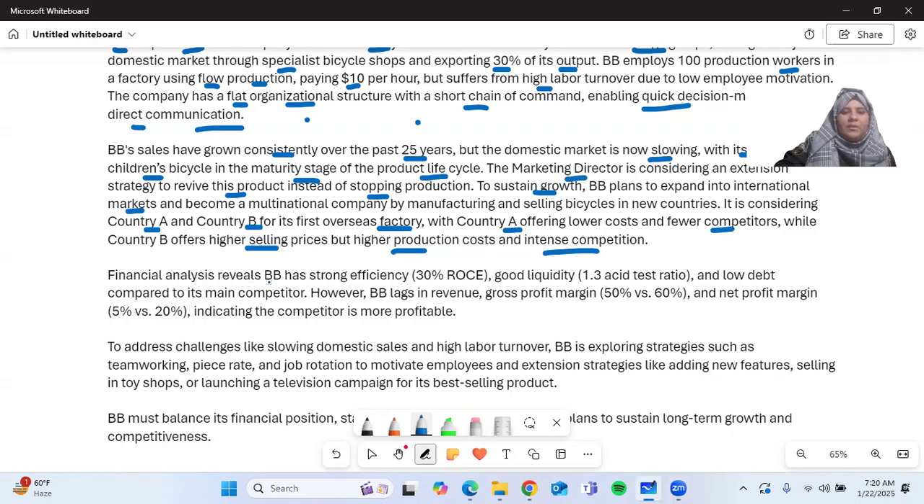So here we have the financial analysis reveals BB has strong efficiency, 30% ROCE. It means return on capital employed. Good liquidity, acid test ratio is 1.3, and low debt compared to its main competitor. However, BB lags in revenue, gross profit margin 50% versus 60%, and net profit margin, which is 5% versus 20%. So 5% is for BB and 20% for its competitors, indicating the competitor is more profitable.